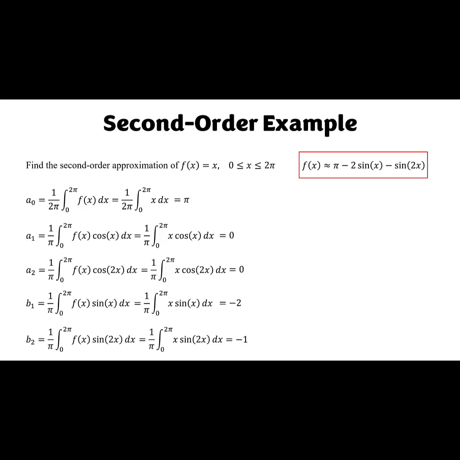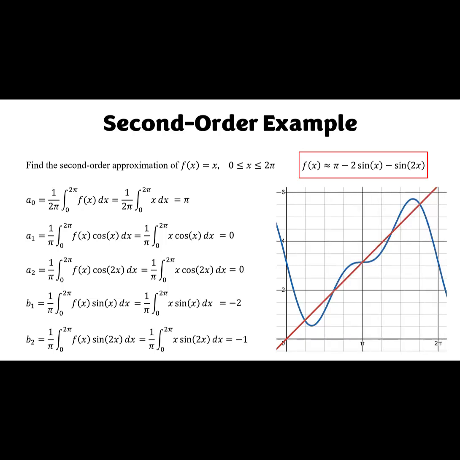We calculate the coefficients in front of the constant function 1 and the cosine of x, cosine of 2x, sine of x, and sine of 2x, but you don't see the cosine terms because the coefficients were 0. And here's a picture of our approximation to the function x from 0 to 2 pi.